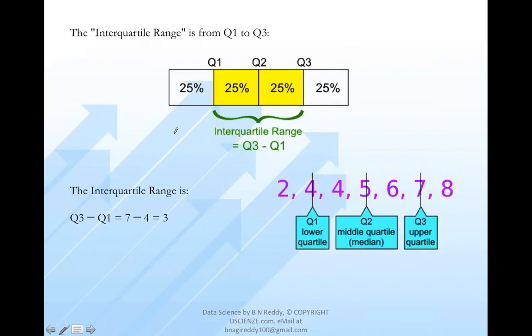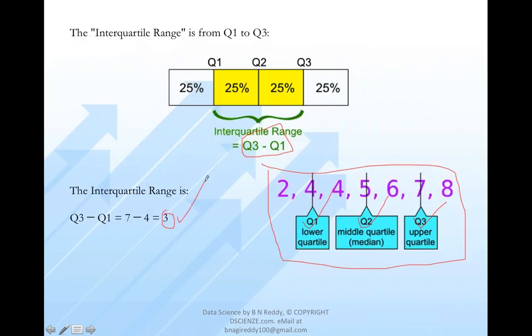And here, the interquartile range is from Q1 to Q3. So Q3 minus Q1 gives us the interquartile range. That is 7 minus 4, we get 3. If you take this as a given data set, and if we divide it, this is Q1, this is Q2, and this is Q3. Got it. That's how it works.